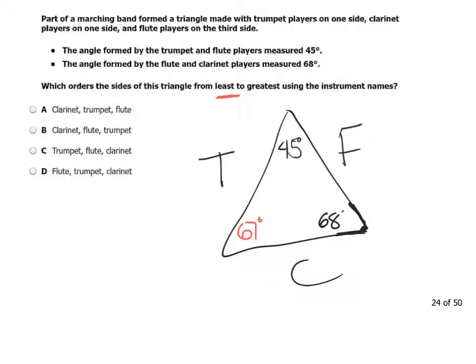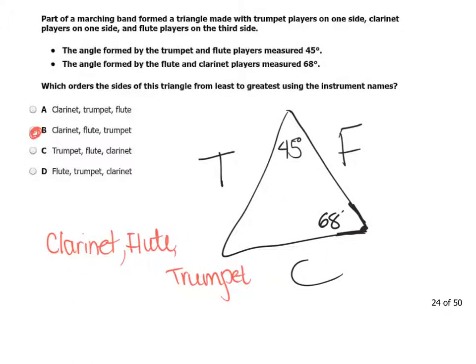Okay, so I want to find the smallest angle, which is 45, and it is across from the smallest side, which is C. So clarinet. Next is 67, which is across from the flute. And last is the trumpet. So 24 is B.